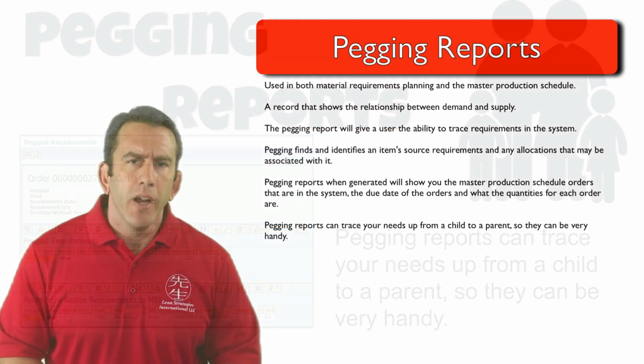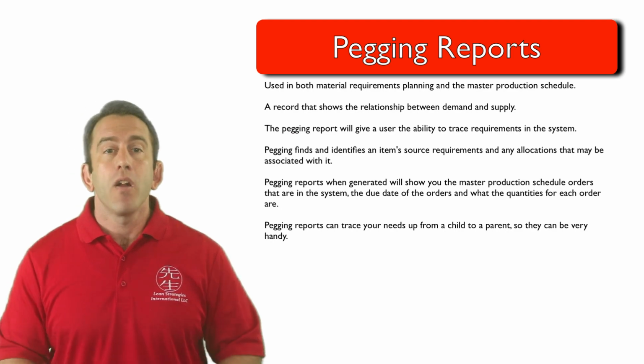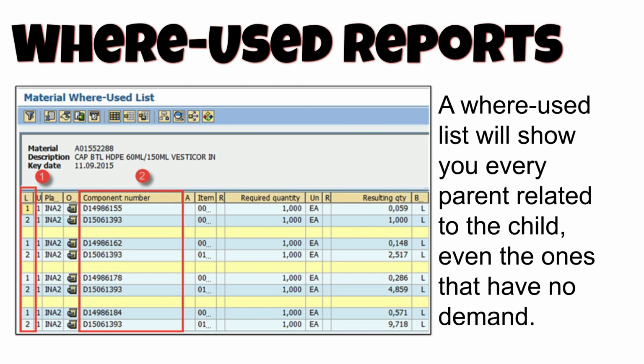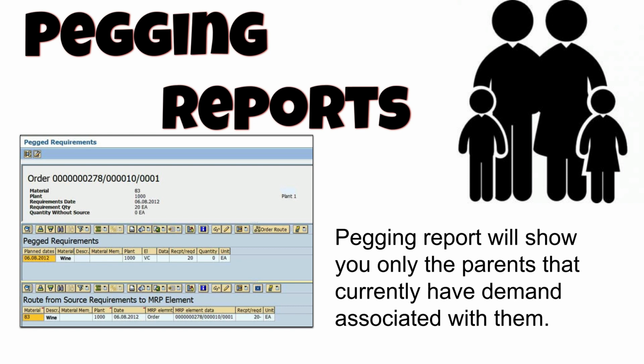You may be wondering, what's the difference between a pegging report and a where used report? The simple answer is that a where used list will show you every parent related to the child, even the ones that have no demand. On the other hand, a pegging report will show you only the parents that currently have demand associated with them.